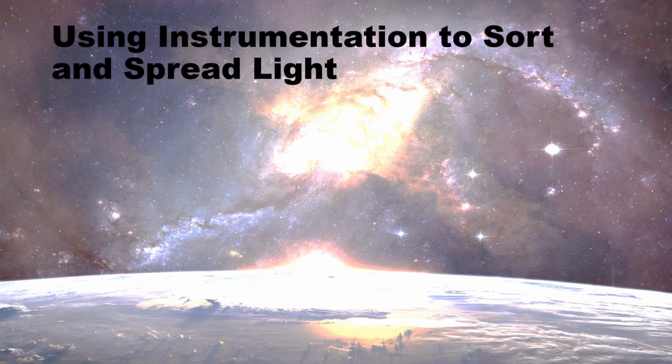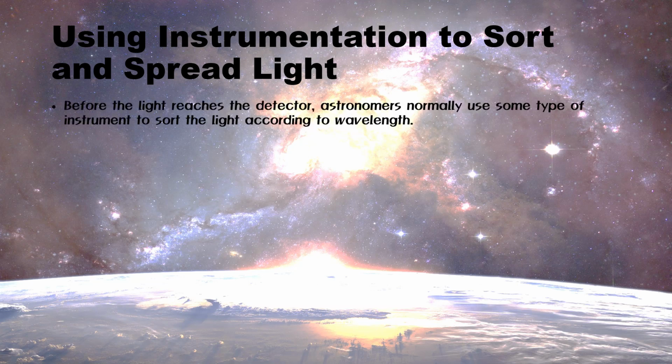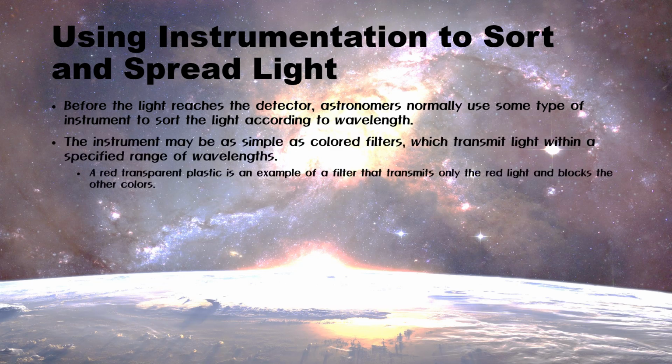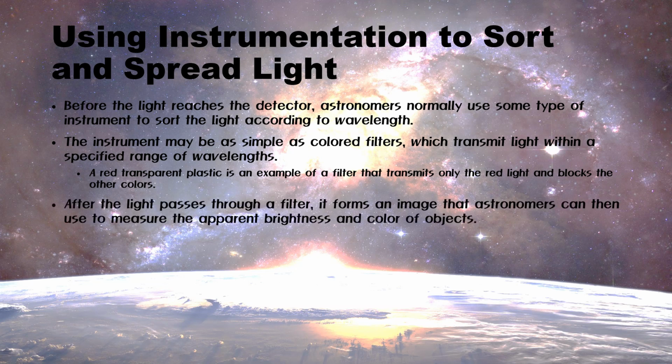Now, we can use instrumentation to sort and spread the light that we receive. Before the light actually reaches the detector, astronomers normally use some kind of instrument to sort the light according to wavelength. And of course, we have different wavelengths, whether it's ultraviolet, visible, infrared, etc. The instrument may be as simple as color filters, which transmit light within a specified range of wavelengths. For example, let's say we have a red transparent plastic. This is a filter that we can put over that will only let the red light through and block all the other colors. After the light passes through that filter, it forms an image that astronomers can then use to measure the apparent brightness and color of objects.